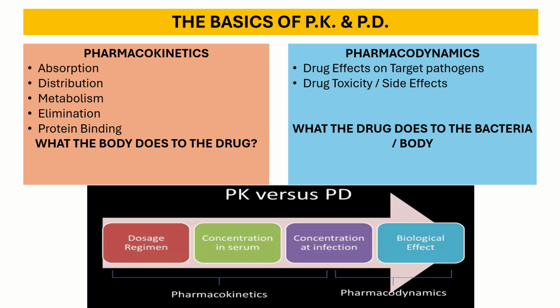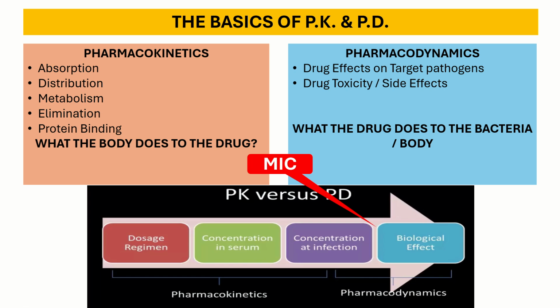If you see this arrow over here, usually we begin with a dose that reaches a particular concentration in the serum, and then a particular concentration at the site of the infection, after undergoing all these pharmacokinetic actions the body has to take on it: absorption, distribution, metabolism, elimination, and protein binding. The ultimate concentration that reaches the site of the infection exerts its biological effect. So if that concentration is much higher than the MIC, then definitely it will be a very effective drug.